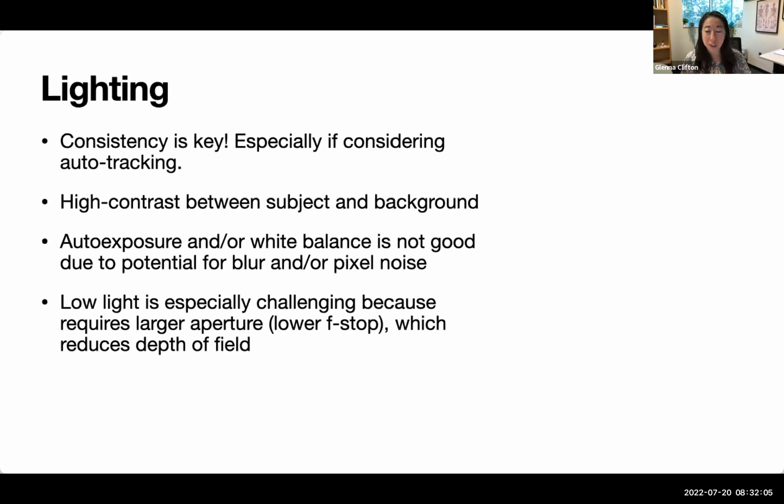Auto exposure or auto lighting features are generally included in your cameras, and you would like to avoid them, mostly because they may change settings so that your subject is actually blurry or induce more pixel noise, or to some extent even change the internal parameters of the camera so much that your calibration isn't relevant to your recordings. Low light situations are especially challenging, because they require a larger aperture, which is listed as a smaller f-stop or f number, and that really can reduce the depth of field. So if you need a really open aperture, then you have a very narrow depth of field, which is hard for naturally behaving animals.